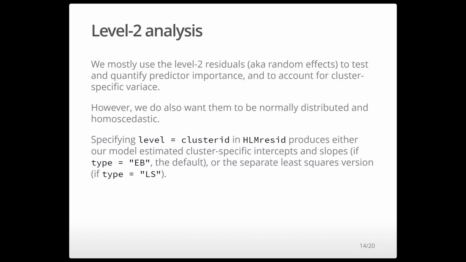We can also check the level 2 analysis, and this is testing the random effects. So if we specify a cluster identifier instead of level 1 in the level argument, what this is going to do is it's going to give us all of our model estimated random effects. So this will either be the model estimated effects if we say empirical Bayes, EB, or it can be the separate least squares version. So this will essentially fit a separate regression for each cluster. This will give us our hierarchical model estimate for each cluster. So this will have shrinkage, if you remember a few lectures back when you talked about what was going on with the random effects.